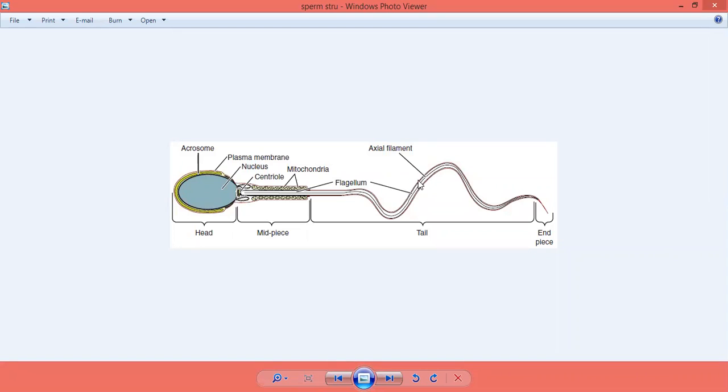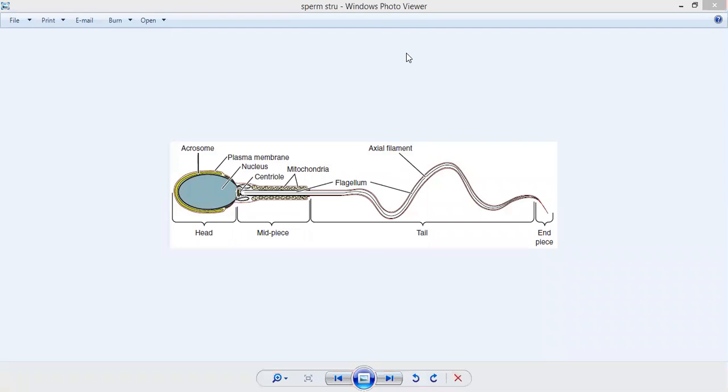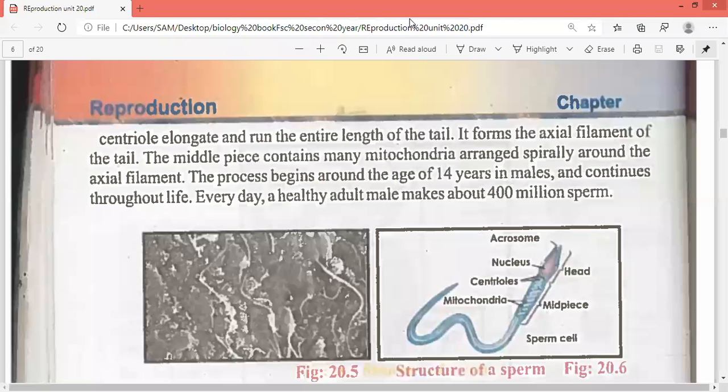Now you can see this. This is the axial filament. एक्सियल फिलामेंट ये आपके पास वो सेंट्रियोल ही था जो कि माइक्रोफिलामेंट बनाकर और क्या बनाता है, एक्सियल स्केलेटन बनाता है. ये बात कर रहे हैं यहाँ पर इस पैराग्राफ में, ठीक है. तो आपके पास the middle piece contains many mitochondria arranged spirally around the axial filament.